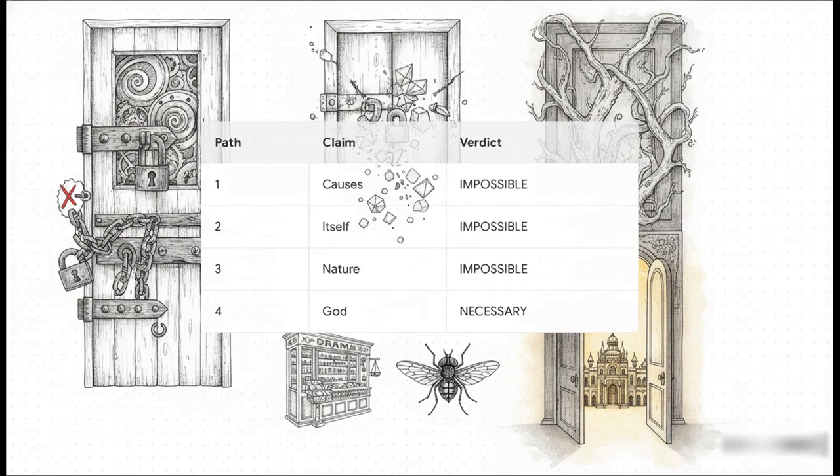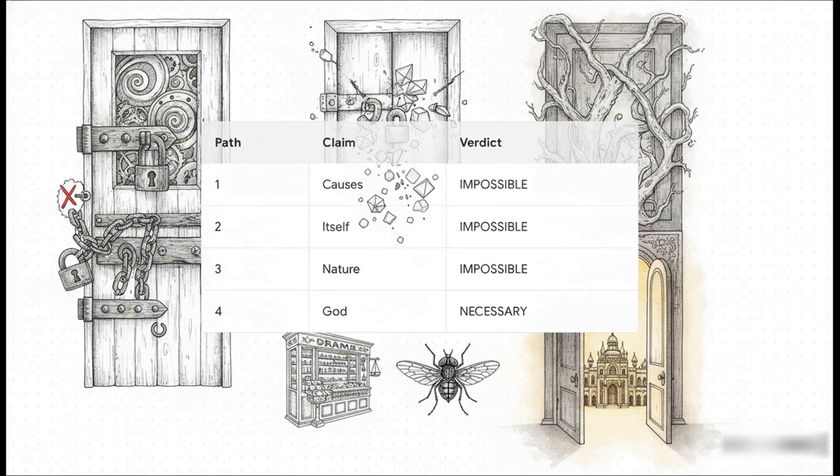He looks at four possible paths for how anything comes into existence. Path 1 claims that blind physical causes created things. Path 2 says matter somehow created itself. And Path 3 claims that nature just made it. But Nursi uses these really vivid analogies, like a perfectly measured pharmacy, a complex fly, or a magnificent palace, to show that blind causes, self-creation, and a passive nature are all logically impossible. They just cannot account for the sheer order we see in the world.